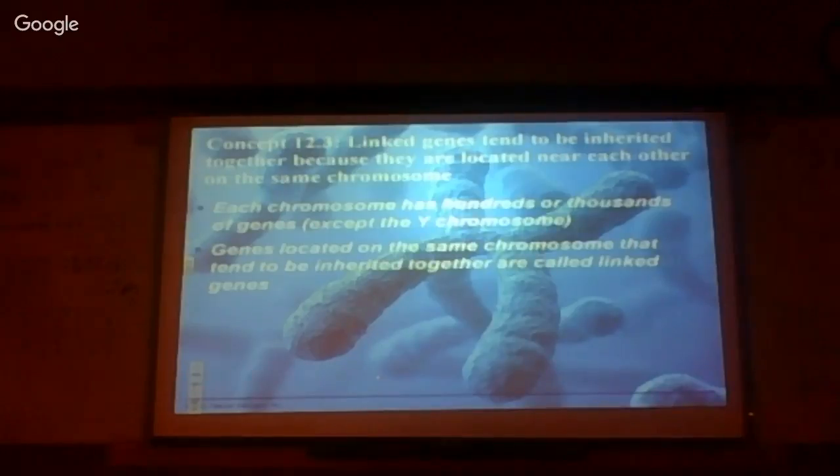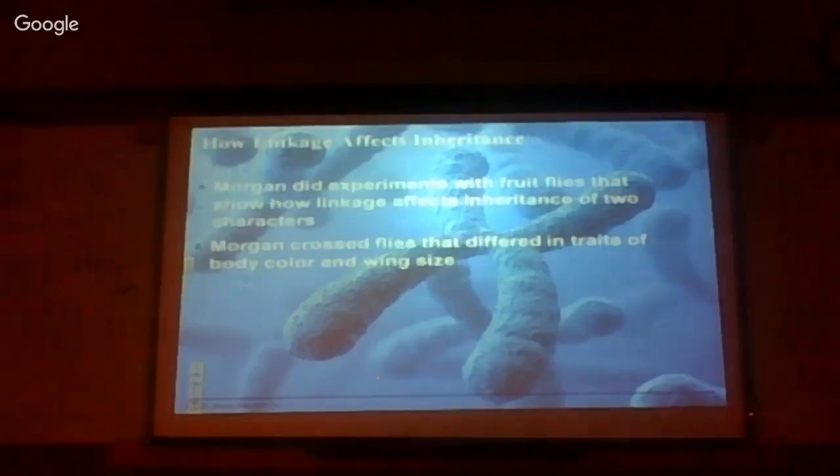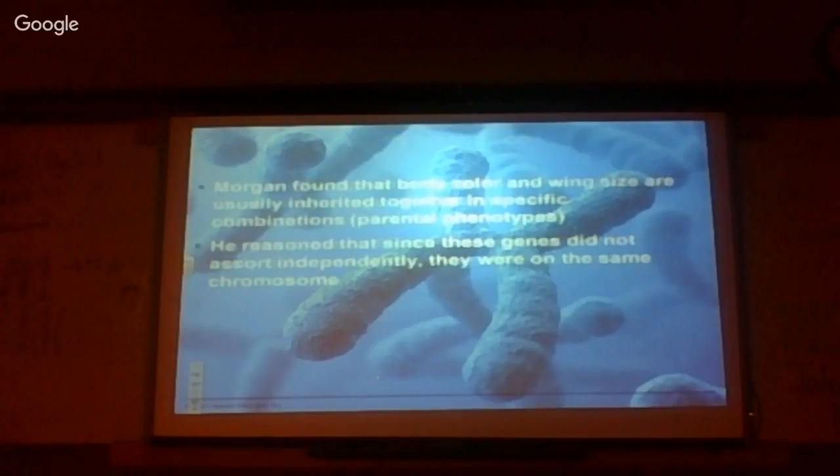All right, so we have linked genes. We already talked about what linked genes are. Those are genes that are inherited together, and they're located on the same chromosome. So we have Thomas Hunt Morgan, again, working with the fruit flies. He noticed different patterns that were a little bit different from what Mendel had studied. And so what he did is he took those fruit flies with body color and also with wing size. So you have two traits that he was following the pattern of.